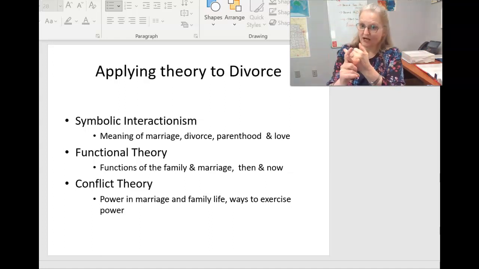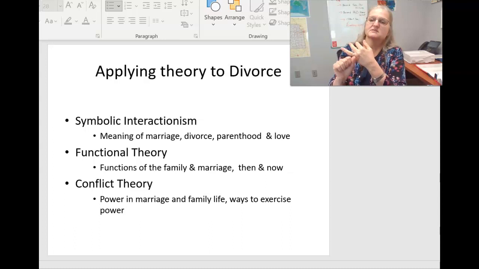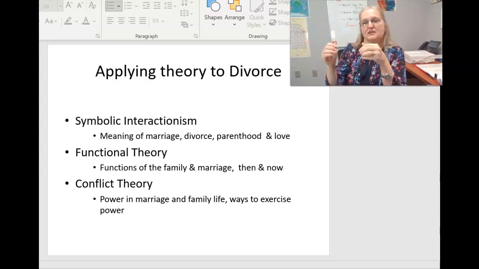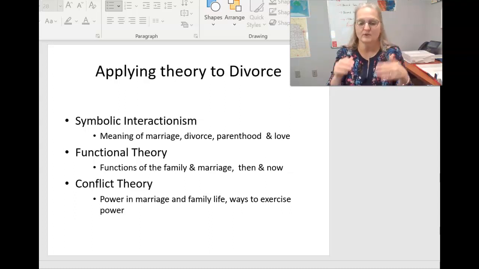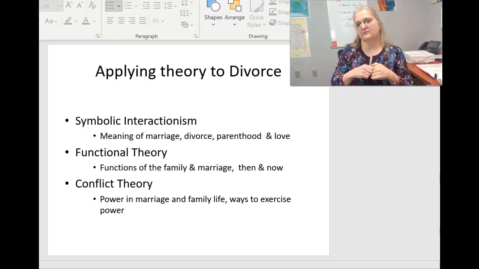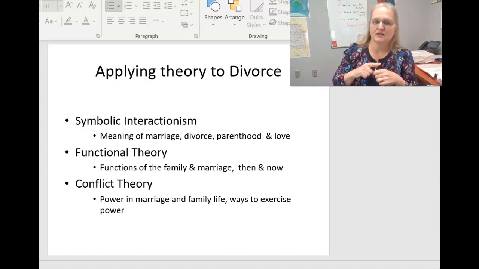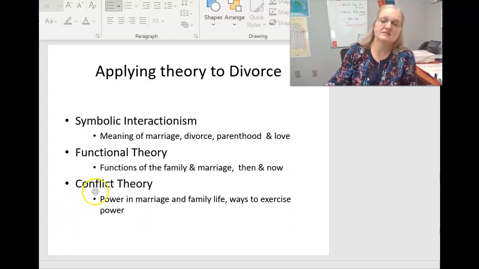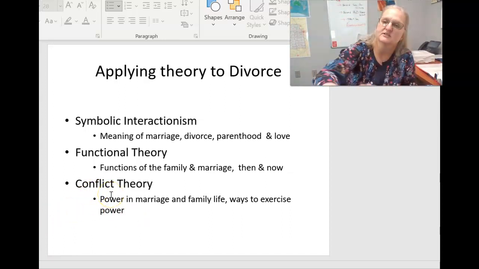Women's wages are higher, they have more access to economic resources, and therefore they don't need to be attached to a man, and they are choosing to exercise their power in the marriage relationship. Women want more power, and so they're leaving unsatisfactory marriages because they have more power outside of the marriage arrangement. So each of these theories would explain it differently.